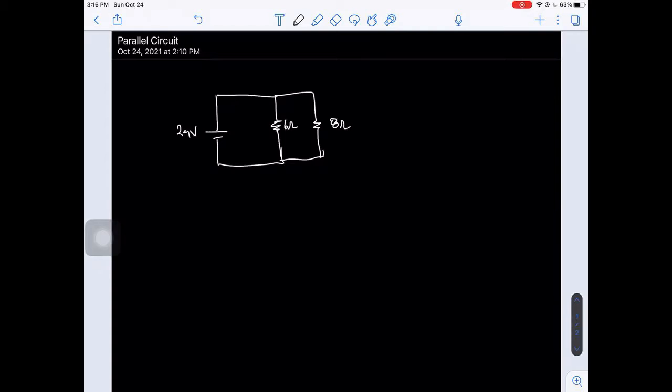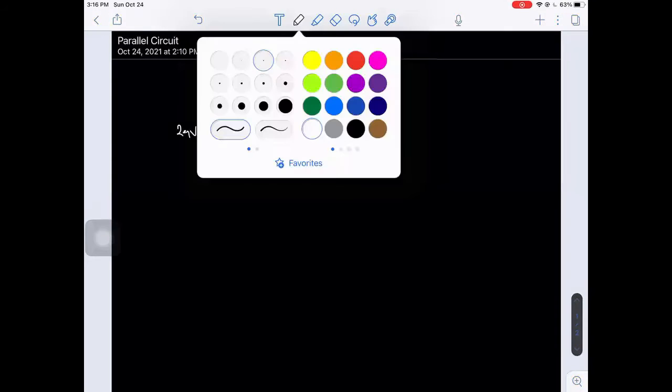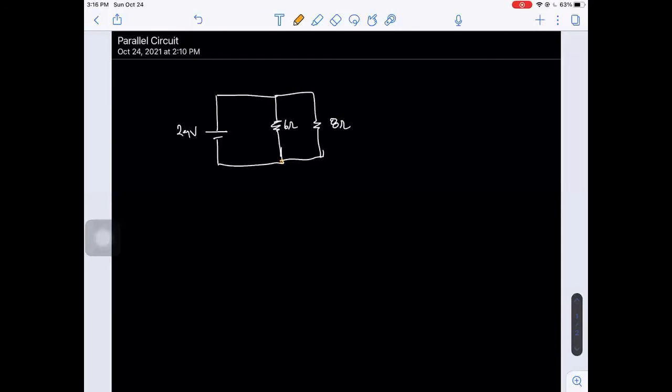Before that, we also need to know that in parallel circuits, the voltage drop across each resistor connected in parallel is the same. In this case, it is 24 volts. We have the low potential, which is 0, and on the top, 24 volts. So the voltage drop across the 6 ohm and 8 ohm resistors is equal, which is 24 volts.